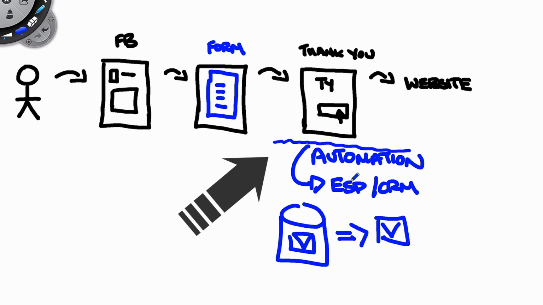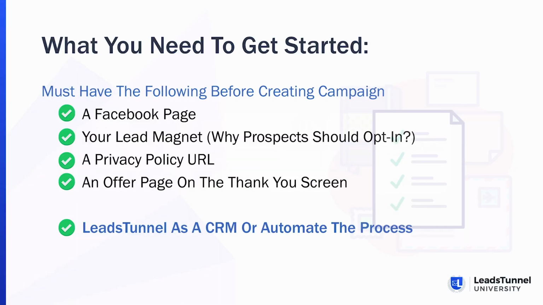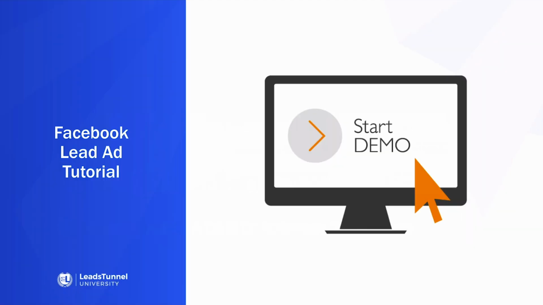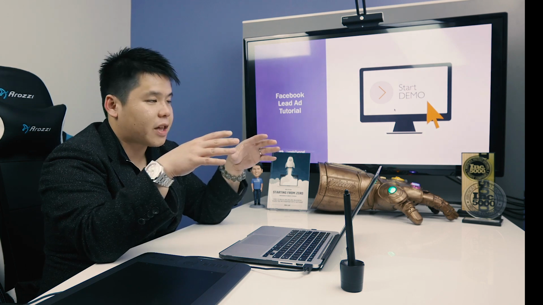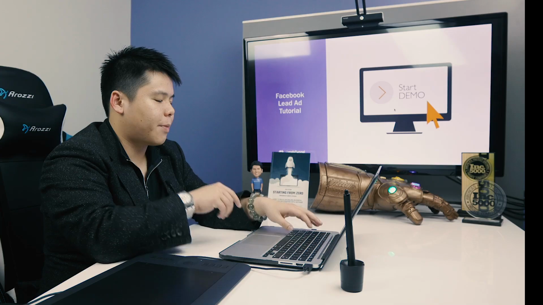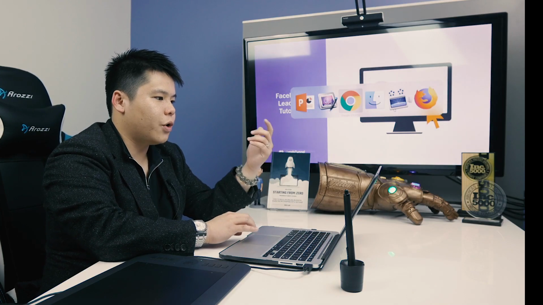Maximize that. And last but not least, I've got to tell you this, you definitely need Leads Tunnel as a CRM and also to automate the entire process. You don't want to leave your leads unattended. They need to get an automated message right away, and they need to make sure they're added into the CRM, and Leads Tunnel can do all of that for you. So now that we've got everything that we need, here's how you start building your Facebook lead ad.